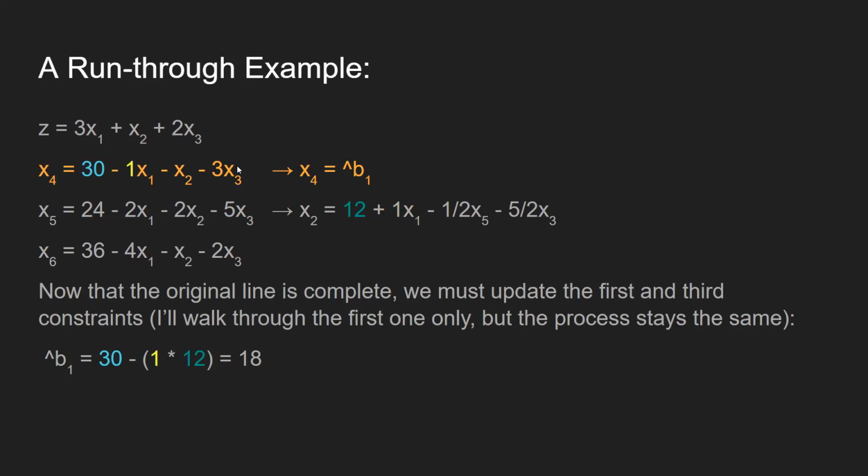But moving on now, what we'll have to do is substitute x of 2 with what we have here. And the way they do that within the function is for any other constraint, the slack variable will be the 30 we have here minus the combination of 1 times the slack variable in the new line that we found. So it's 30 minus 12 equals 18.